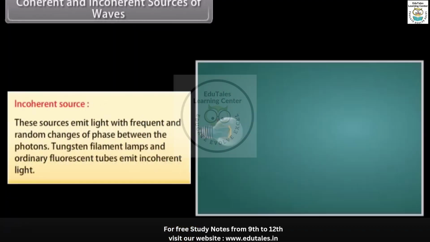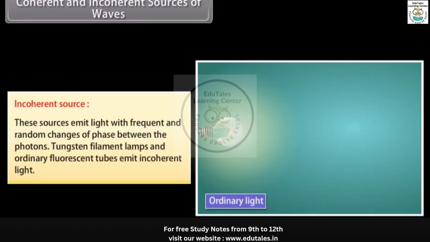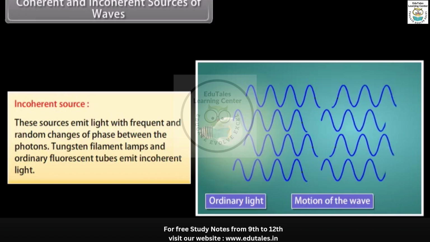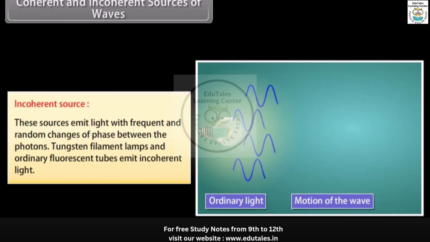Incoherent sources emit light with frequent and random changes of phase between the photons. Tungsten filament lamps and ordinary fluorescent tubes emit incoherent light.